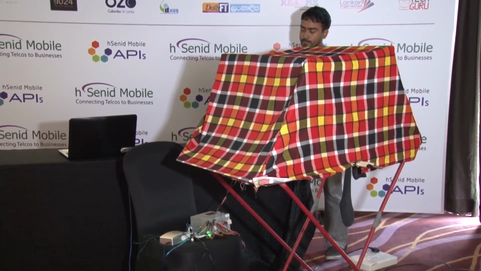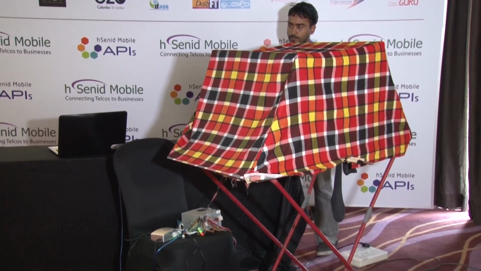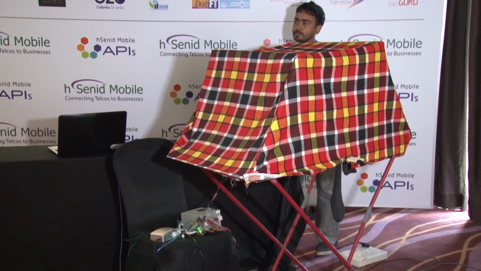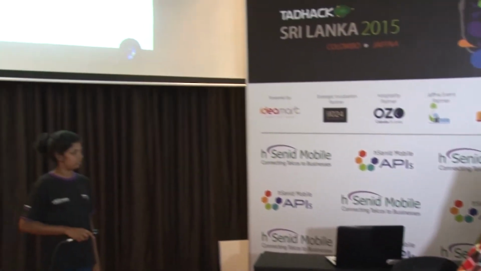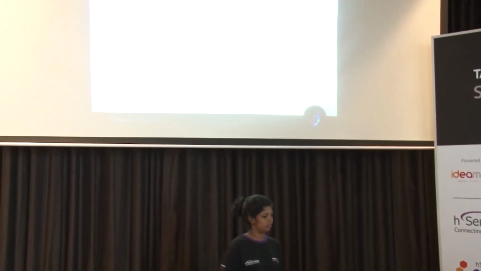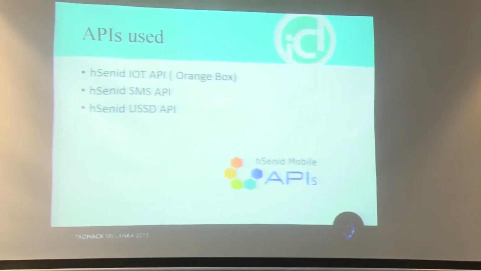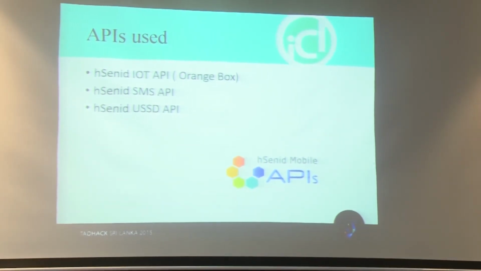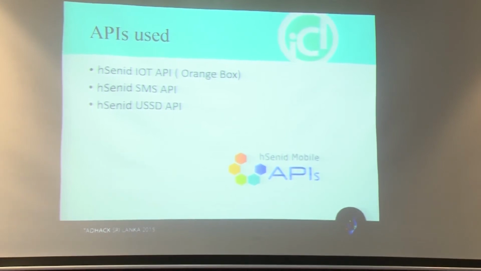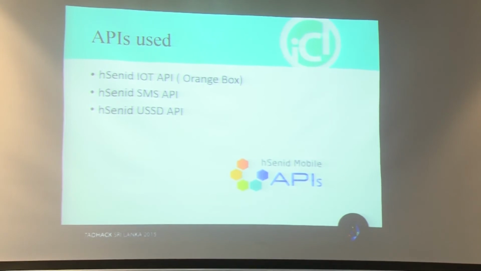And finally, the iCurl will itself communicate with other objects like the washing machine. As an example, the washing machine will ask the clothesline, should I wash the clothes now? Are you filled? The clothesline itself will tell, no, I am filled now, you may have to wait two more hours given the conditions this month. So those are the functions. The APIs used for the development are Zenith, the IoT API with the Orange box, and the SMS API and the USSD API.